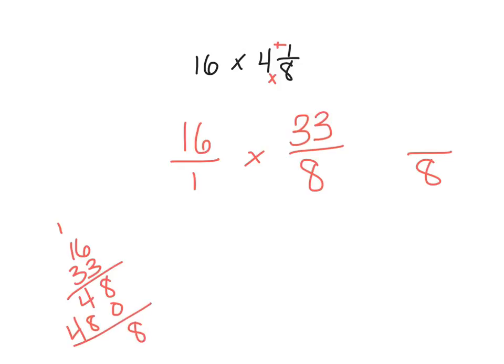8, 8, 9, 10, 11, 12, 528. 528 divided by 8. Well, I'm going to need to divide that.